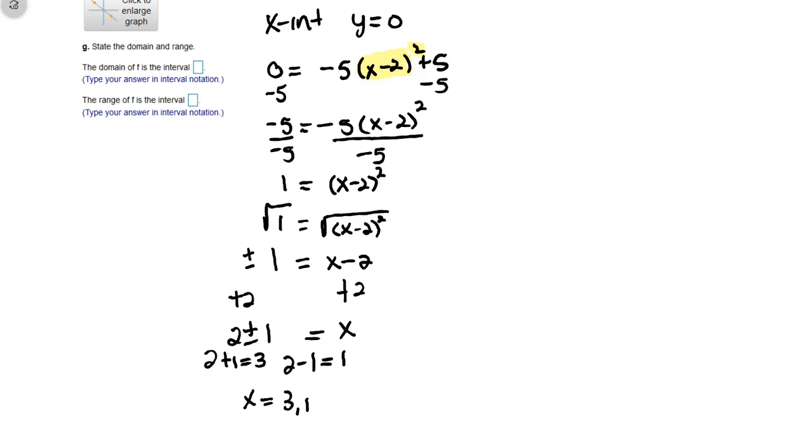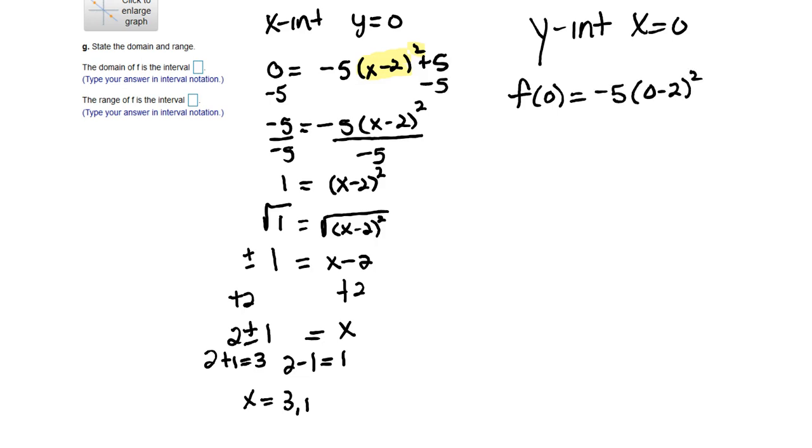Okay. The next part is asking about the y-intercept. We find a y-intercept by letting x equal 0. So in my function, I substitute a 0 in for the x. That gives me -5 times (0 minus 2) squared plus 5. -5 times (-2) squared plus 5.